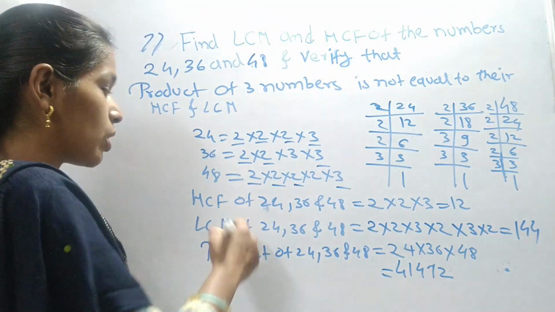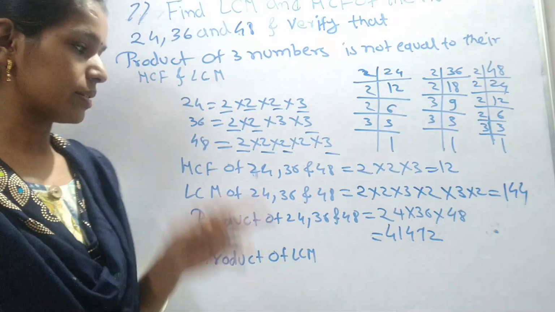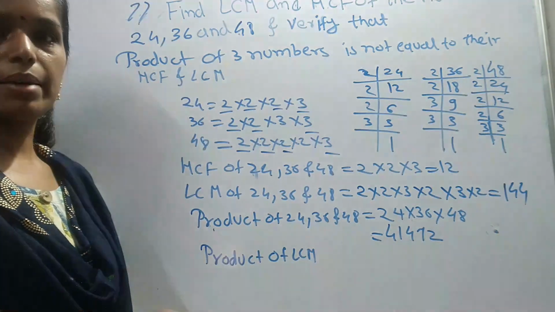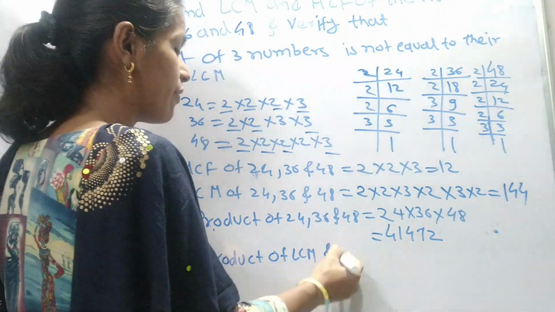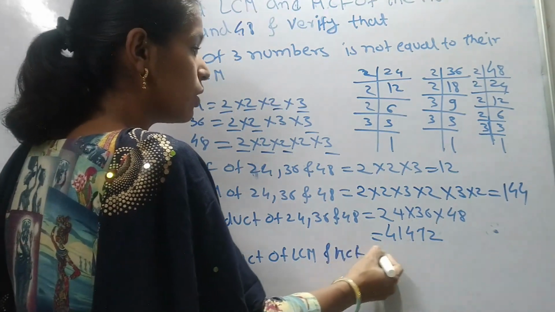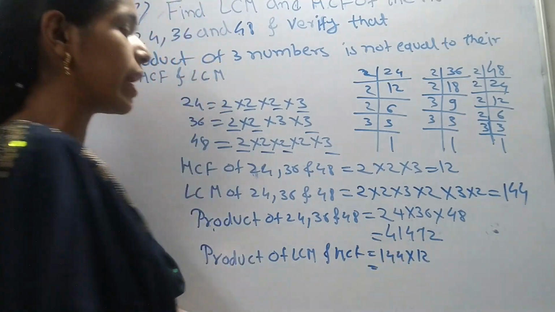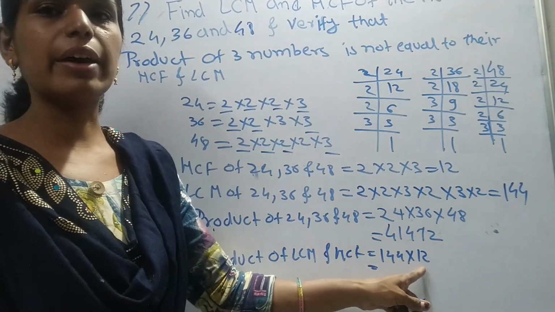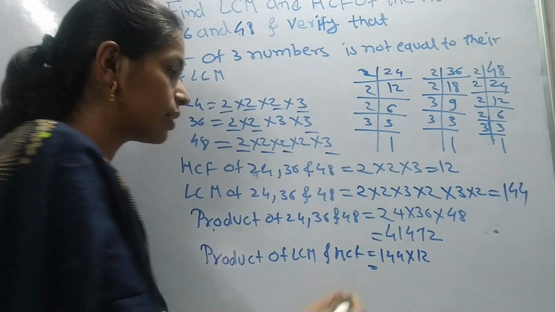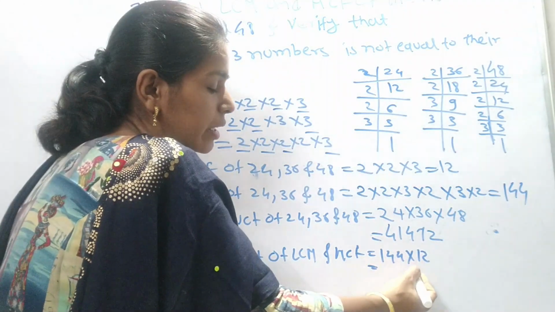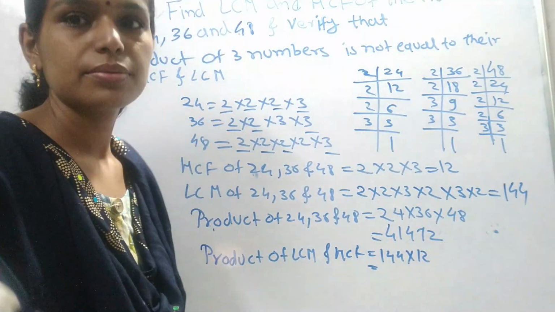Now let's find the product of LCM and HCF. The product of LCM and HCF is equal to 144 multiplied by 12. And if you multiply 144 by 12, you will get the result 1728.